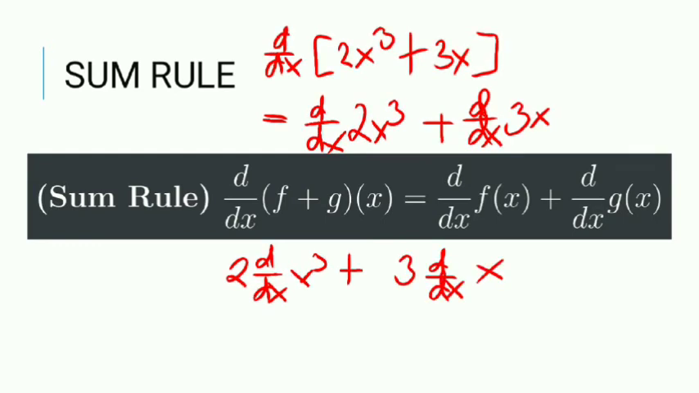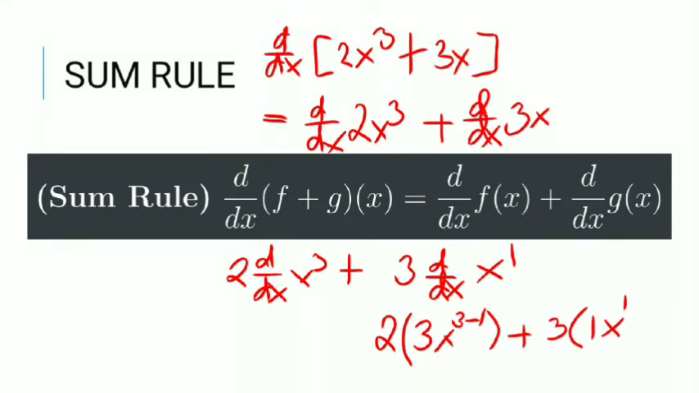So 2 times the derivative of x cubed, using the power rule, is equal to bring the exponent down, 3 times x raised to 3 minus 1, plus 3 times, bring down the exponent 1. There is a 1 here since it is just x. We bring down 1, so 1 times x raised to 1 minus 1. We will end up with the expression 6x squared plus 3, since x raised to 0 is just 1. So this is the answer.